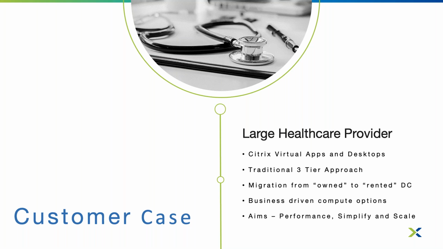Historically, we've always had a traditional 3-tier approach to virtual apps and desktops. However, we went through a migration plan from our on-premises data centers to a third-party managed DC, and there were a lot of business-driven compute decisions made around that migration as part of the cost model that we went to, and some of this didn't necessarily sit well in the EUC space.